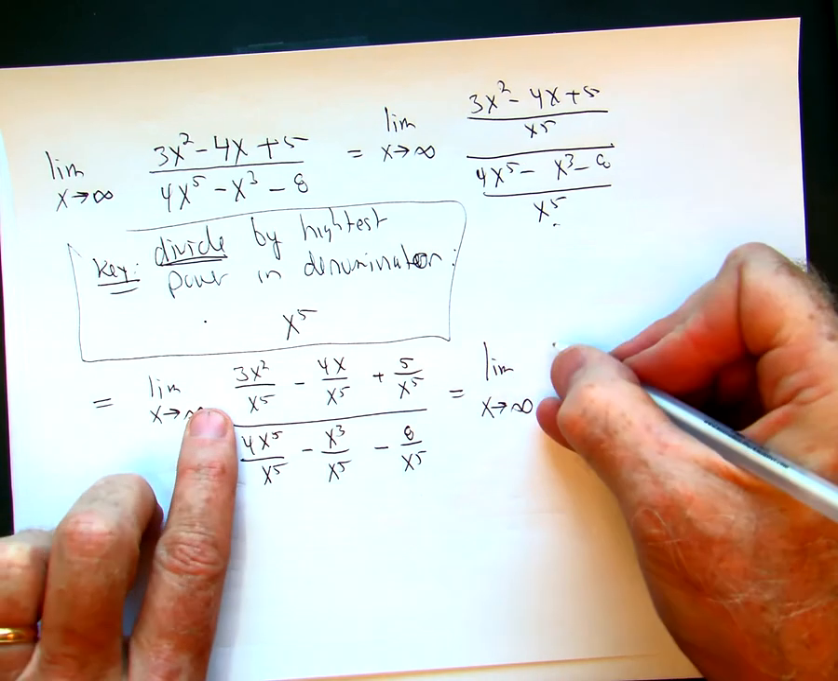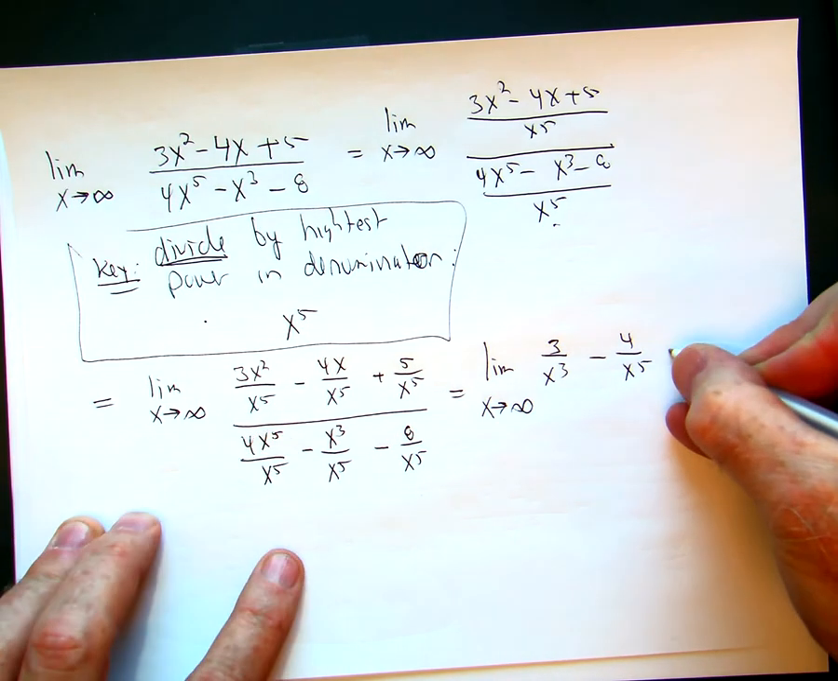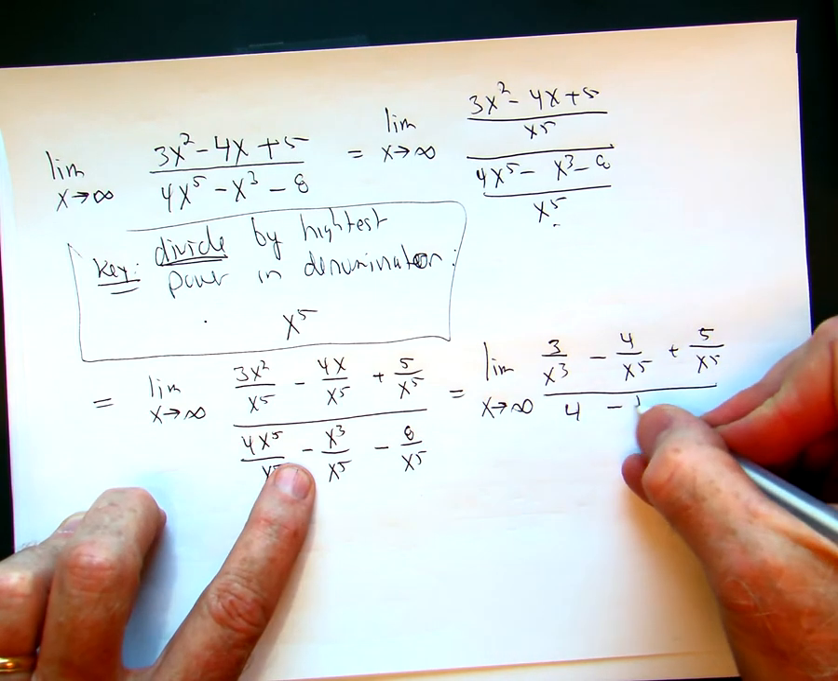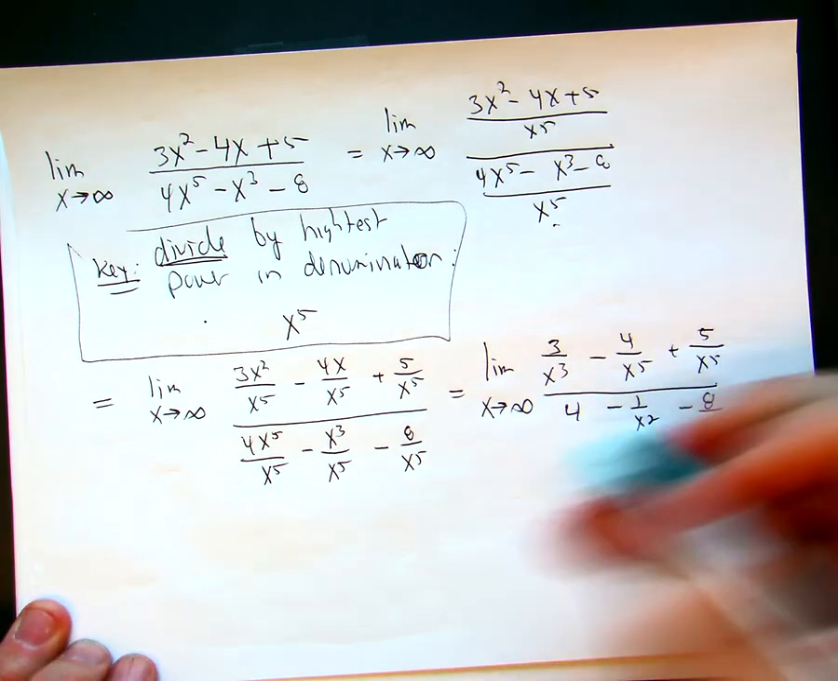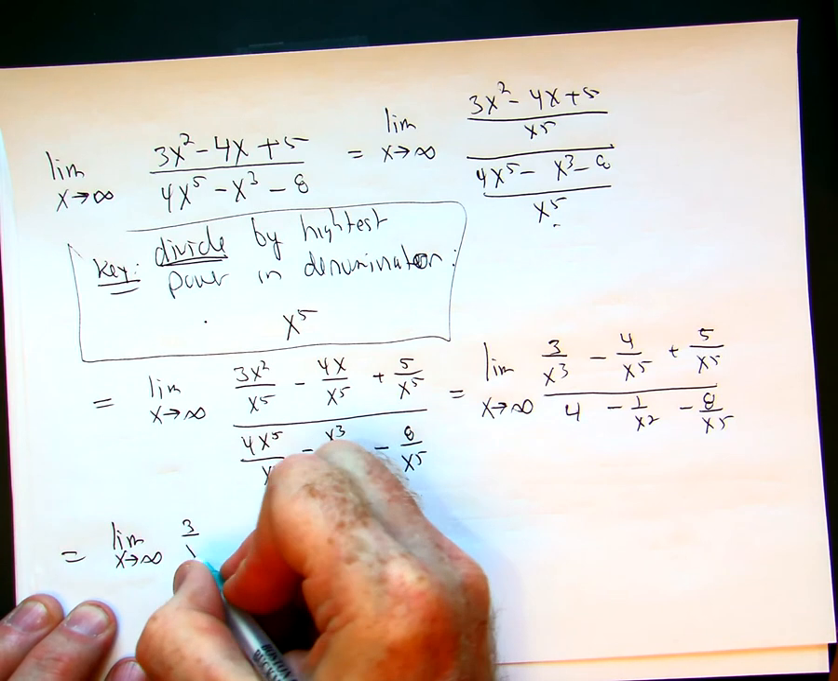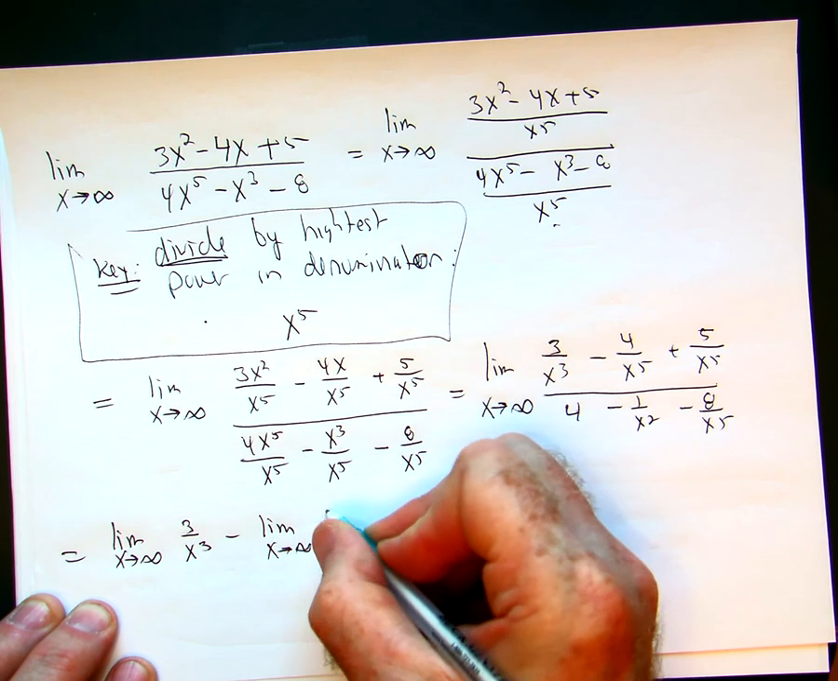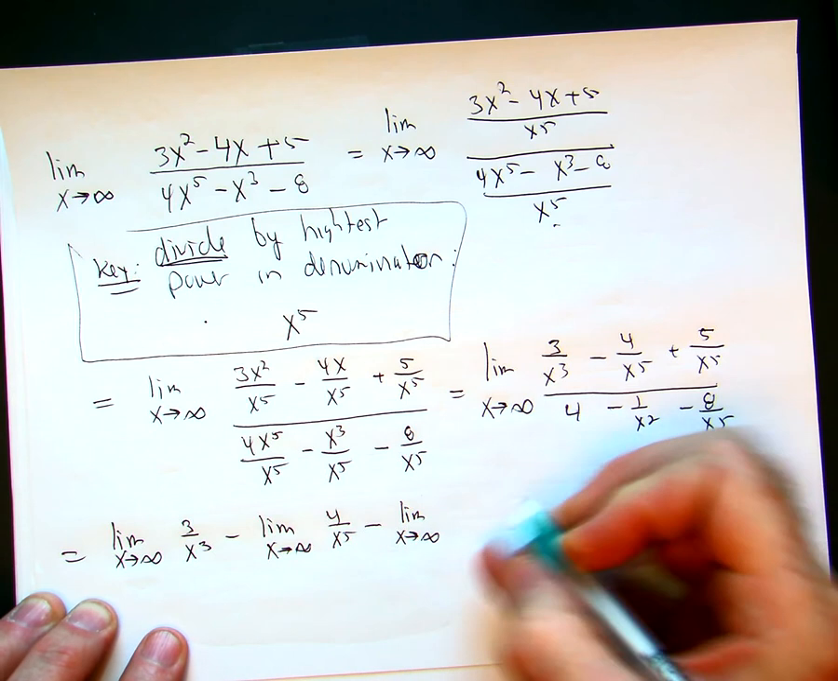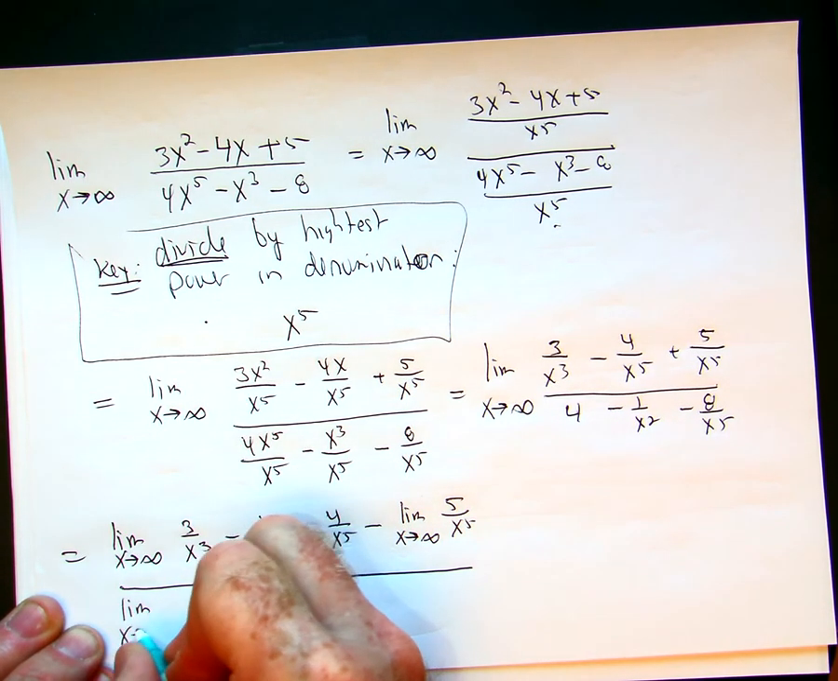Now I simplify, so I get 3 over x cubed minus 4 over x to the 5th plus 5 over x to the 5th. All that's going to be over 4 minus 1 over x squared minus 8 over x to the 5th. This is really 6 different limits, so I'm going to write this out. I take the limit of each term. Again, this is kind of tedious. You really only need to do this once, I think, to understand the point.